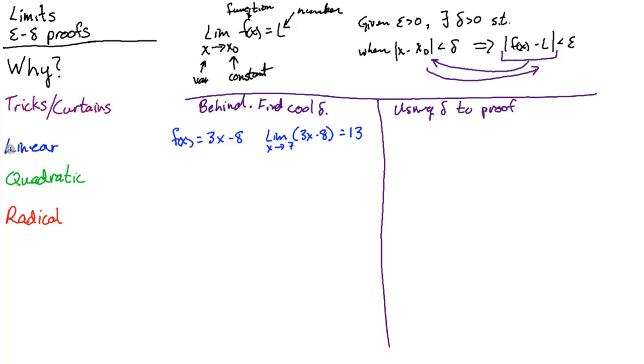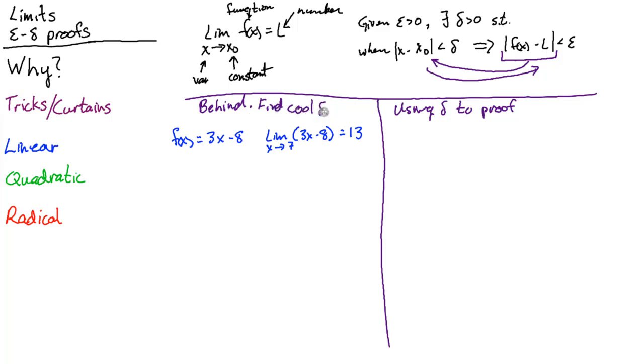For our first example, we're going to do linear and show you how this works. So f of x equals 3x minus 8, and we're going to prove that the limit as x approaches 7 of 3x minus 8 equals 13. Now, if you notice this, 3 times 7 is 21, minus 8 is 13. That's how you would compute that limit, but we're not computing the limit. We are proving that that limit is exactly 13, and we're going to use this epsilon and delta proof of it. So the first thing is we're going to find this cool delta.